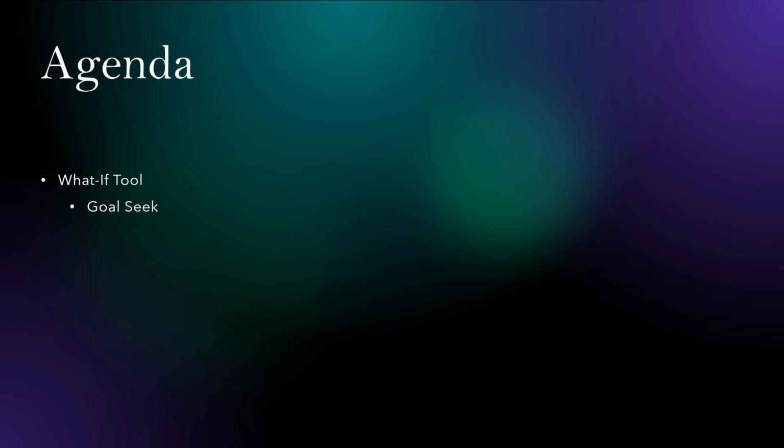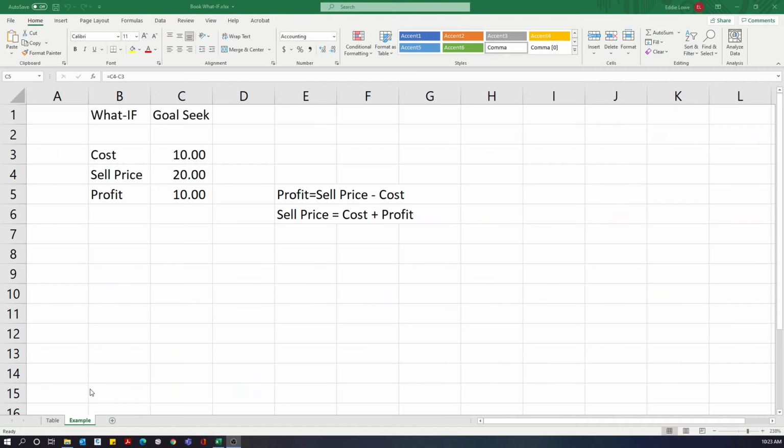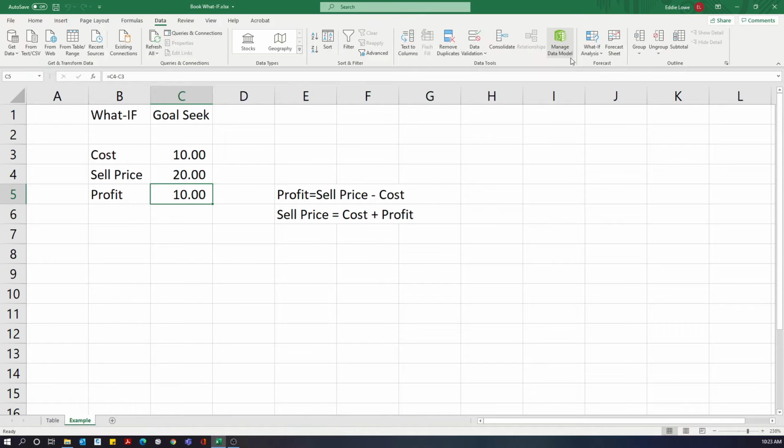So our agenda today is very simple. It's the What-If tool, and we're going to be concentrating on Goal Seek. Where do we find the What-If and Goal Seek analysis? You're going to find it underneath Data, then What-If Analysis, and Goal Seek. But what does Goal Seek actually do for us?